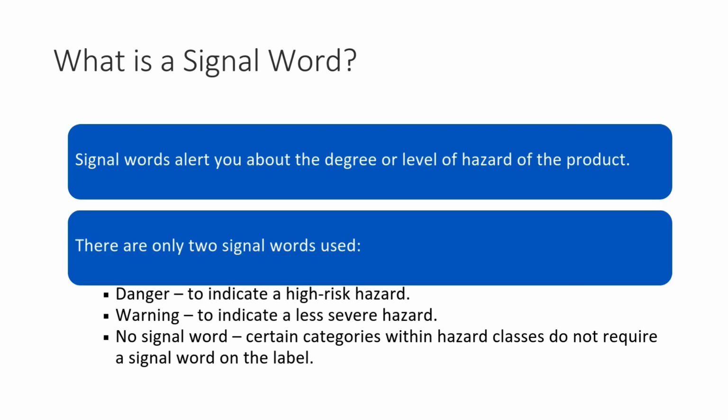One of the elements that must be included on a label is a signal word. Signal words alert you about the degree or level of hazard of the product. There are only two signal words used. 1. Danger, to indicate a high-risk hazard. 2. Warning, to indicate a less severe hazard. Or there could be no signal word at all.